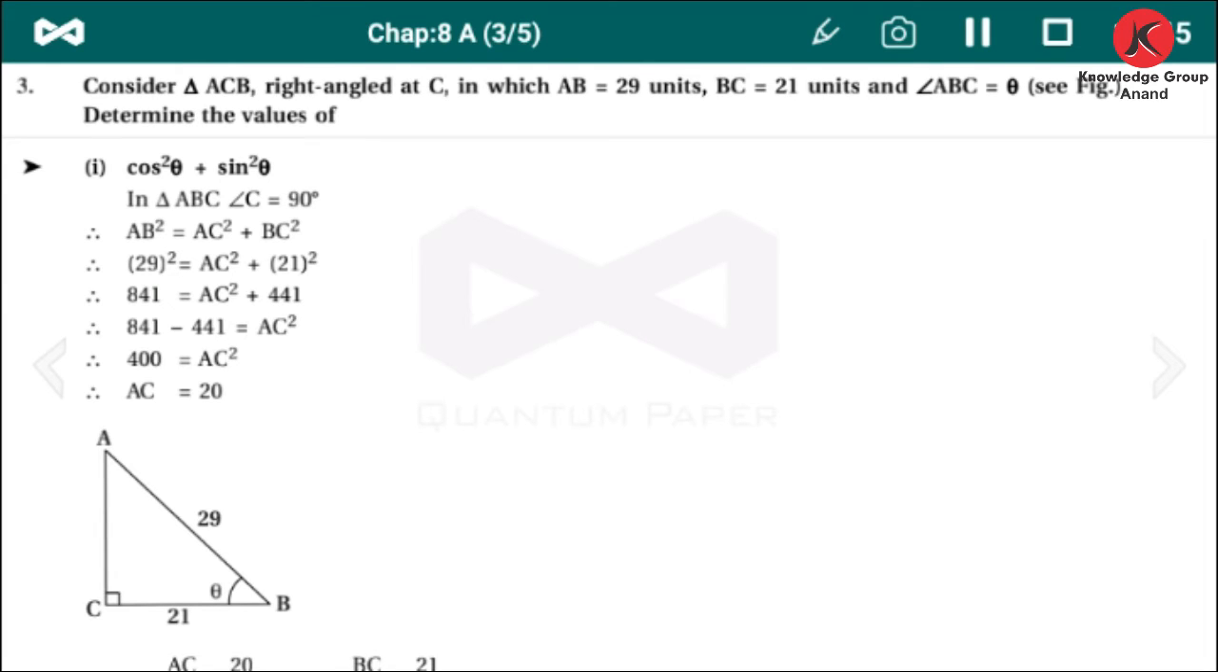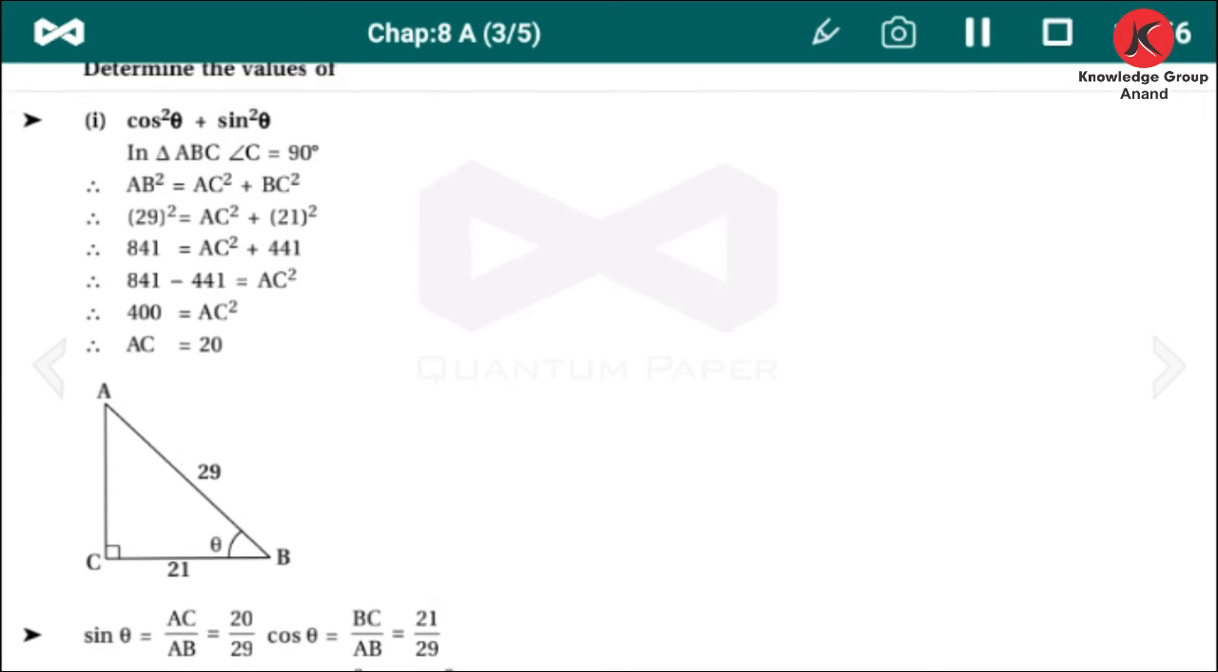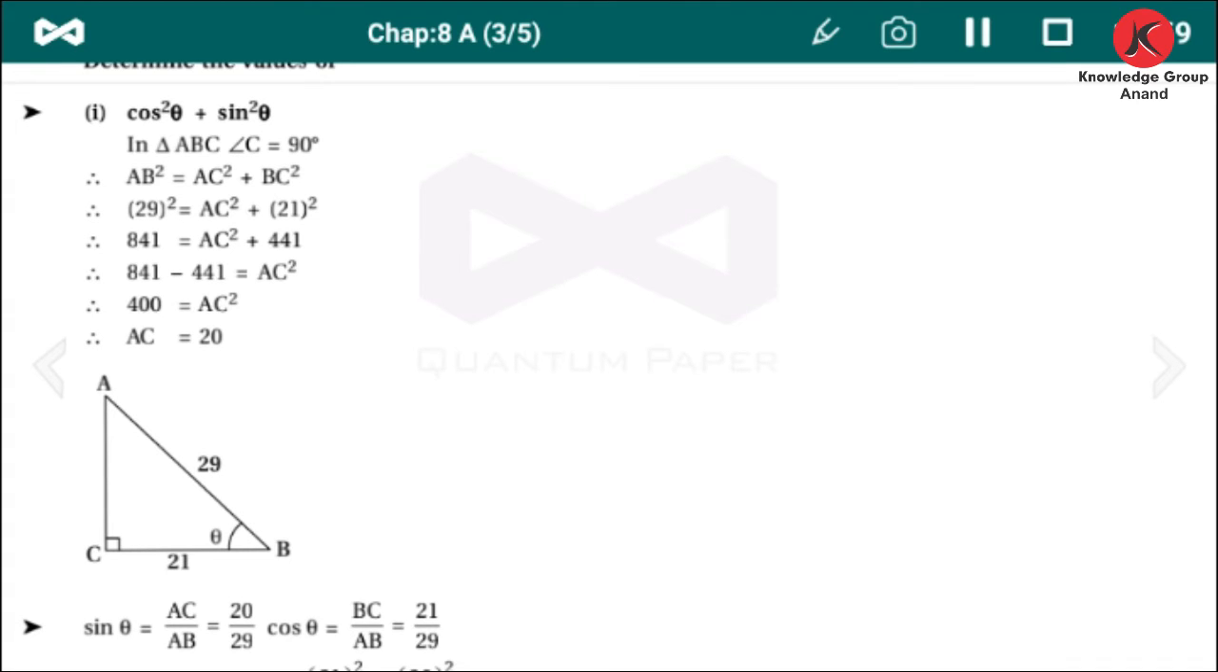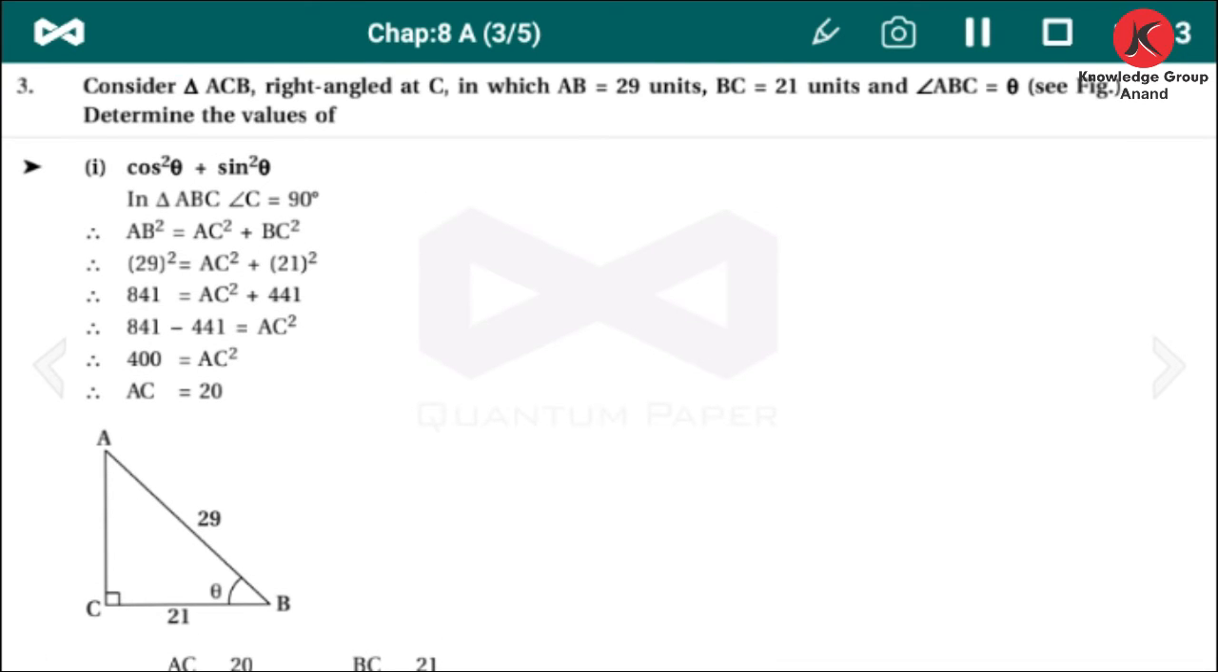In triangle ABC, angle C is equal to a right angle. We draw here. Put the value AB is equal to 29, BC is equal to 21. Then by Pythagoras rule, AB square is equal to AC square plus BC square, so AC square is 29 square minus 21 square, 841 minus 441 is equal to 400. Therefore, AC is equal to 20. We get here AC is equal to 20. All sides are given.